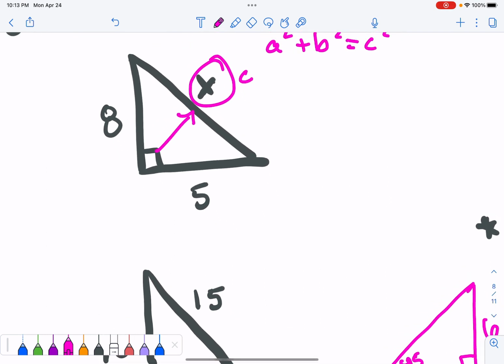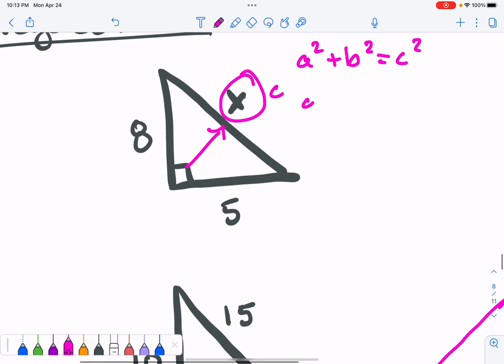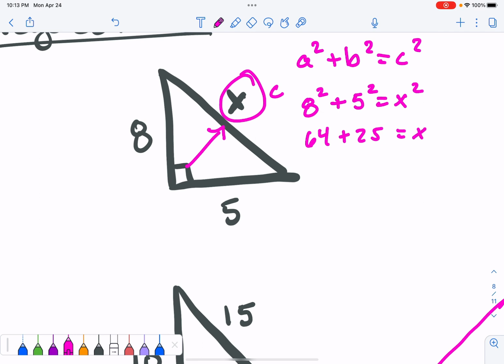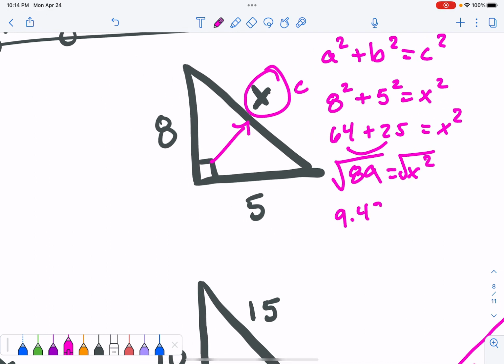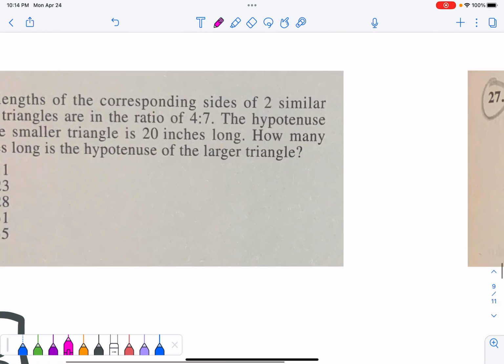So X is going to be my side C. It doesn't matter which one is 8 and which one is 5. So I will just say 8 is A and 5 is B, and we're solving for X squared. So 64 plus 25, and these two together is 89. And then I'm just going to take the square root of 89 to get X. Okay. All right, let's see. I get 9.43-ish.